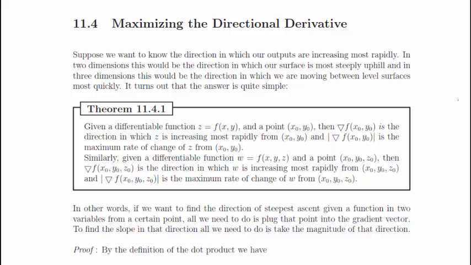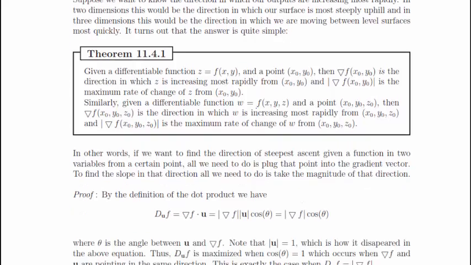Suppose we want to know the direction in which our outputs are increasing most rapidly. In 2 dimensions, this would be the direction in which our surface is most steeply uphill, and in 3 dimensions, this would be the direction in which we are moving between level surfaces the most quickly. It turns out that the answer is quite simple. So Theorem 11.4.1: given a differentiable function z equals f of x, y, and a point x0, y0, then the gradient of f at x0, y0 is the direction in which z is increasing most rapidly from x0, y0, and the magnitude of the gradient of f at x0, y0 is the maximum rate of change of z from x0, y0.